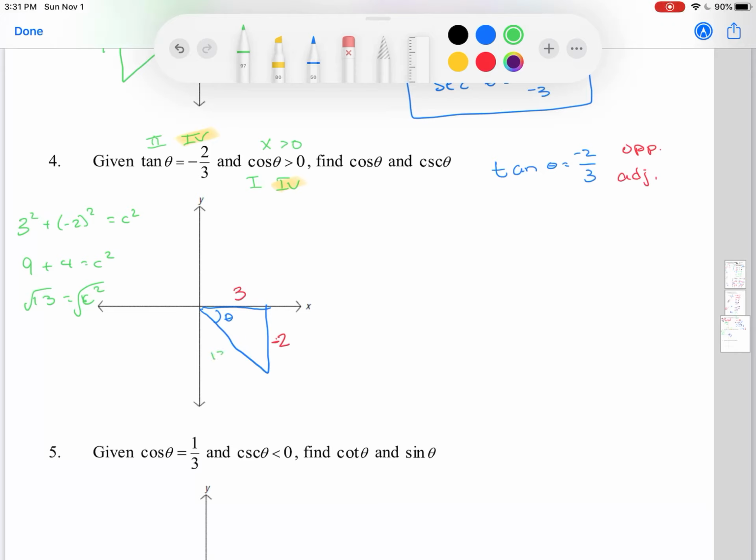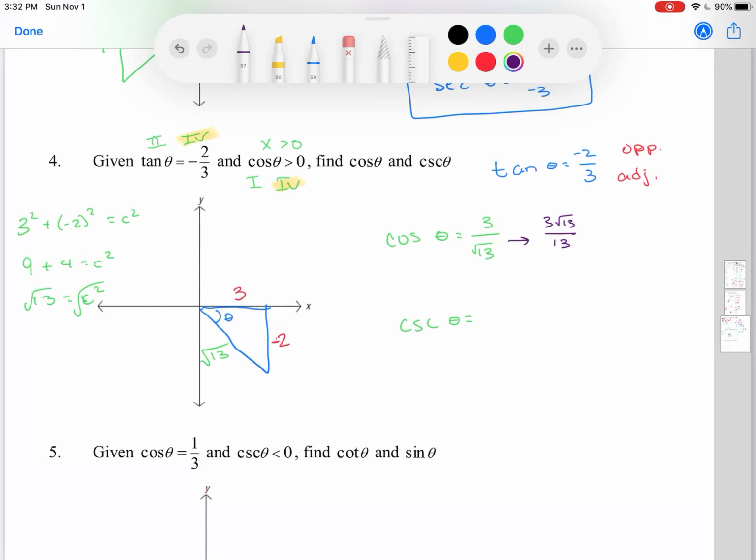Pythagorean theorem. And that gives me 9 plus 4 equals c squared. Solve that. That gives us 13. Square root both sides. And of course, we're taking the positive version as that is my hypotenuse. And now I can solve my cosine theta and my cosecant theta. Let's put those together a little bit better there.